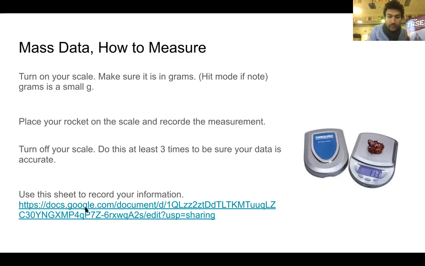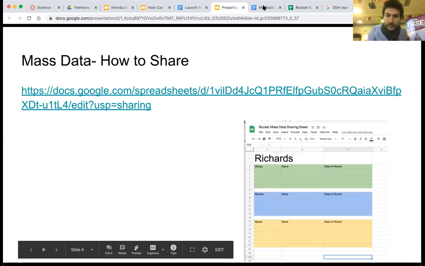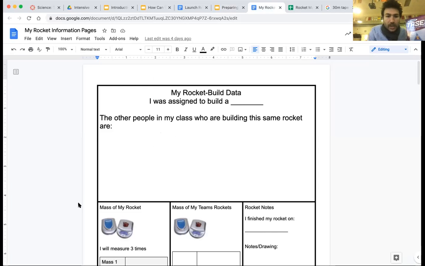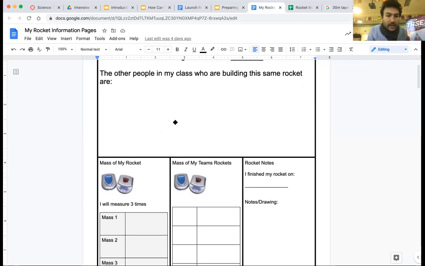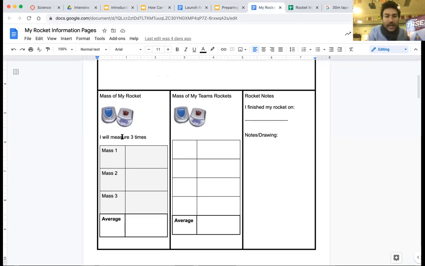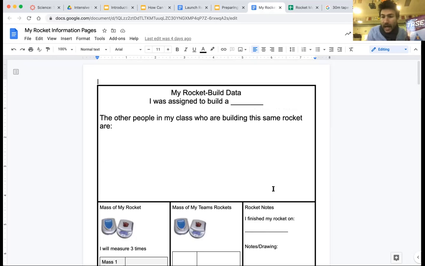You're going to use this sheet to record your information, and let's look at that together. Right over here, if you click that link, it'll be on the Canvas page. Other people building, you know this because I've put that information up on our Canvas page as well as in the assignments. So put in the mass of your rocket. I will measure the mass 3 times, mass 1, mass 2, mass 3, and then you can average those numbers. This section you'll fill out a little later, and this section you can fill out now. You can either make a copy and do it electronically, or you can print it out and do it on paper and then take a picture of it.